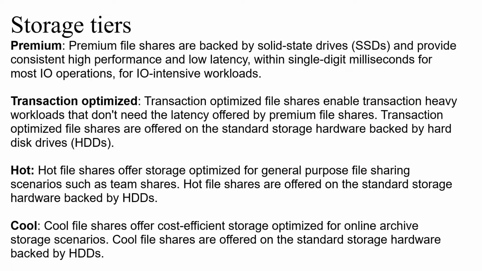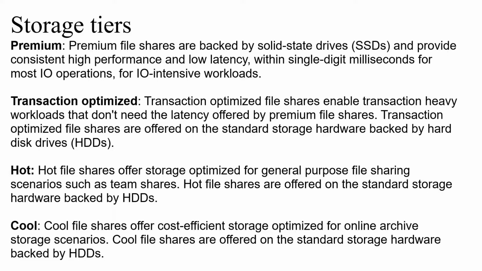This is one of the important design criteria: storage tiers. There are 4 types of storage tiers basically. First one is premium. In premium, files will be saved in solid state drives and it provides high performance and low latency. In case you want the latency in single digit, go for premium. And the next one is transactionally optimized. Here the files will be saved in hard disk drives, and other two types are hot and cool.